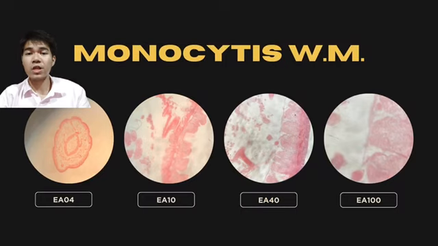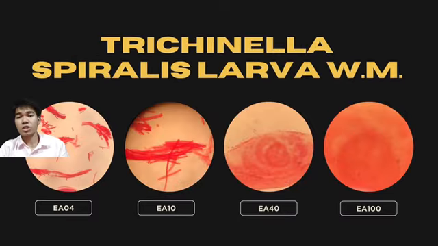Then on parasitology, the study of parasites, we have monocytes. It is found on the reproductive organs of the insects. The shape varies depending on the life stage. The color is typically transparent or slightly colored. We have here the Trichinella spiralis larva, a parasitic roundworm that causes trichinosis in humans and animals. The shape is coiled and elongated. It has a translucent, whitish appearance.